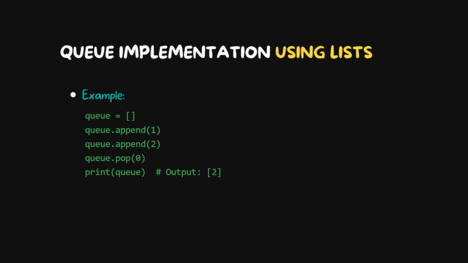Here's how we can implement a queue using Python's list. First we initialize an empty list, then we append 1 to it, then we append 2 to it, and at this time the queue will contain 1 and 2. Then when we pop(0), which means the element at index 0 will be popped, 1 will be popped. So the queue will contain 2. And finally, when we print the queue, it will print 2. This code shows how to enqueue and dequeue elements.